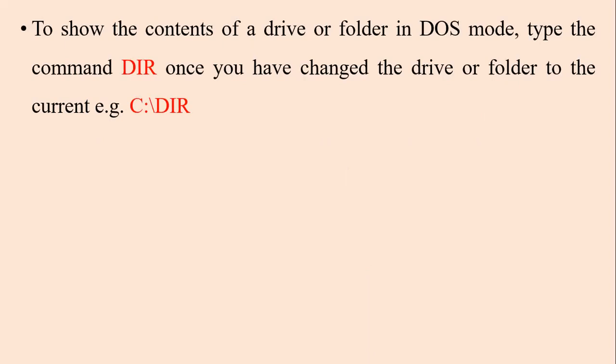If you want to show the contents of a drive or a folder in this operating system mode, you just type on the command prompt dir. Once you have changed the drive or folder to the current directory, in other words, if you want to display the contents of a directory or a subdirectory in DOS, what you do is you change directory to the directory or subdirectory whose contents you want to display. While you are there, you type the dir command and you press enter.